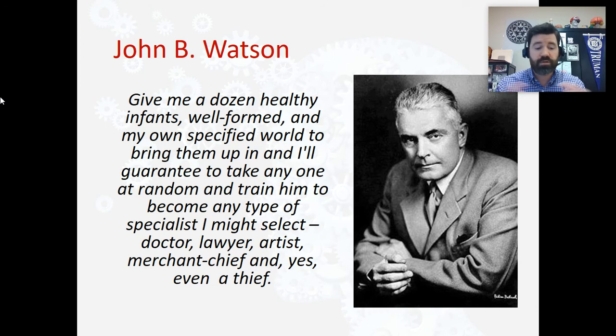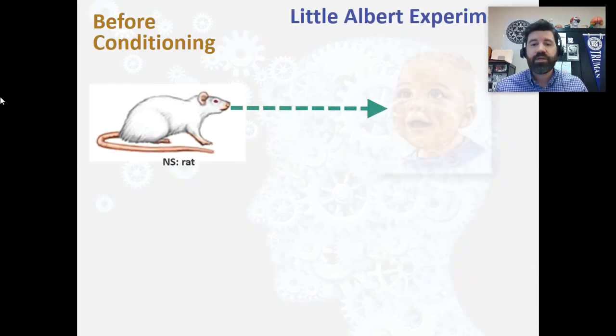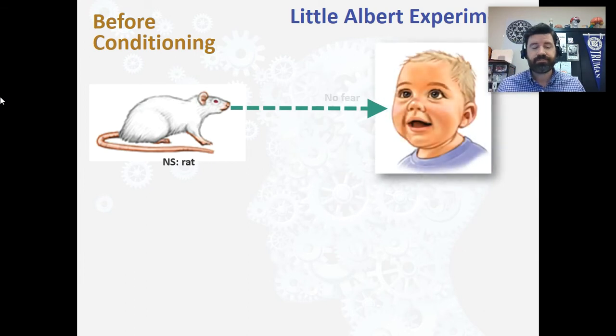So what did he do? He started rounding up a bunch of orphans, not to turn them into thieves and things like that. Instead, he had this really, what is now considered quite unethical, experiment in psychology. It's what we call the Little Albert experiment. And so what happened was this.